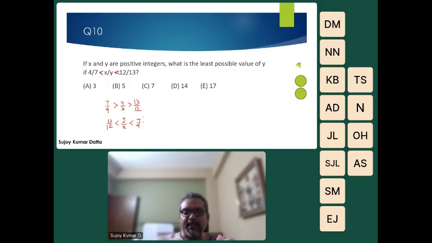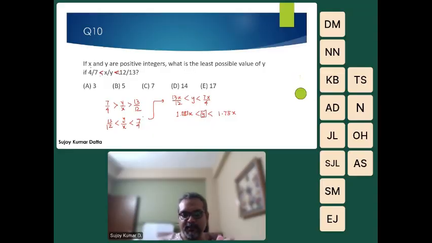So now multiply with x throughout. That gets us y is between 7x by 4 and 13x by 12. Now we just need to divide. 13 by 12 is 1 point something x, and 7 by 4 is 1.75x. If you actually divide, 13 by 12 is going to be 1.083x. You don't need to be so accurate, but you have to understand it is something very close to 1.